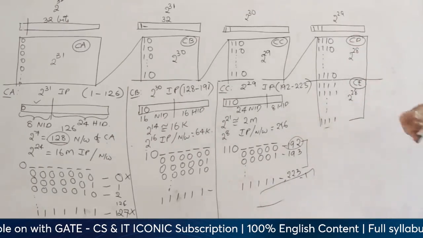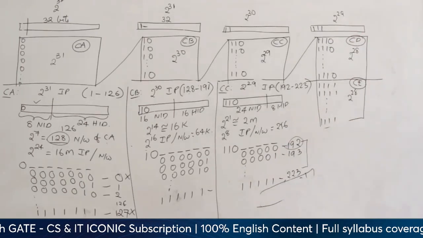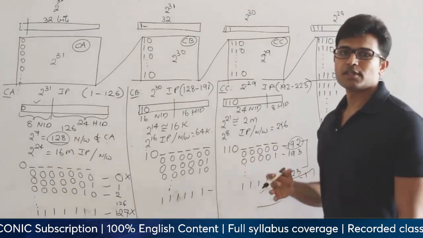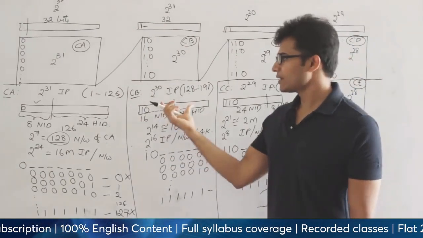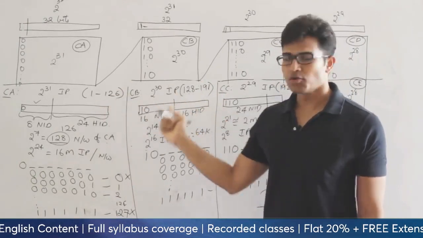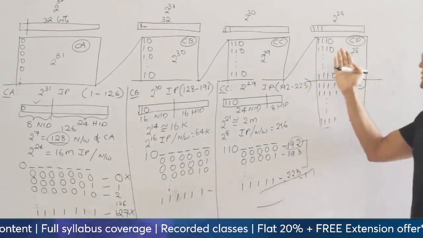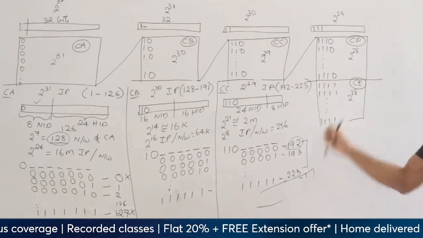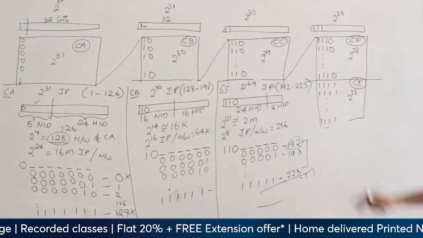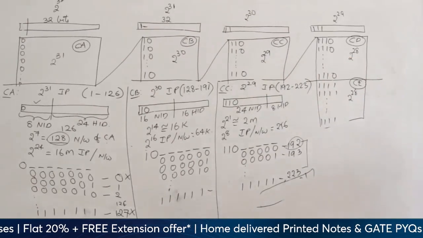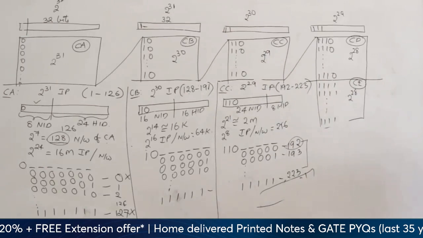Now coming to class D, let's see this class D here. So class A, class B and class C are actually used for the hosts, which means they divided the class A, class B and class C into network ID part and host ID part. But coming to this class D and class E, they didn't divide it into network ID and host ID part. They have just left it like this, which means in class D and class E, we don't have anything called network ID and host ID. The entire IP address is left like this.